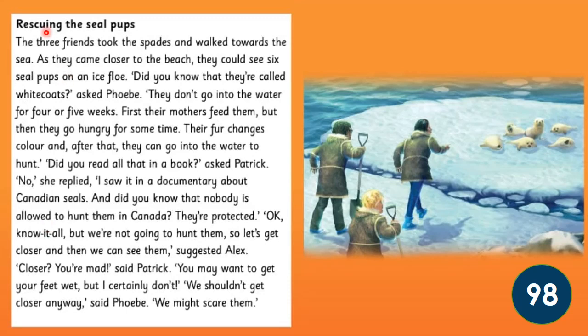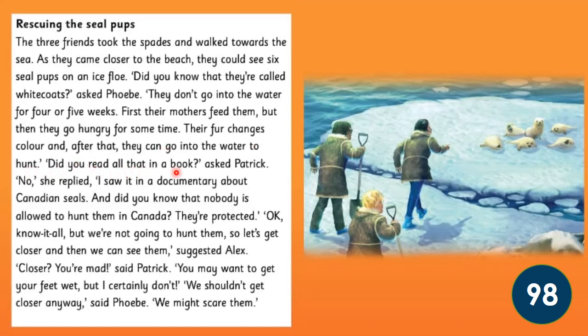Alright, so we have here the first paragraph, Rescuing the Seal Pups. The three friends took the spades and walked towards the sea. As they came closer to the beach, they could see 6 seal pups on an ice floe. "Did you know that they are called whitecoats?" asked Phoebe. "They don't go into the water for 4 or 5 weeks. First, their mothers feed them, but then they go hungry for some time. Their fur changes color, and after that they can go into the water to hunt."